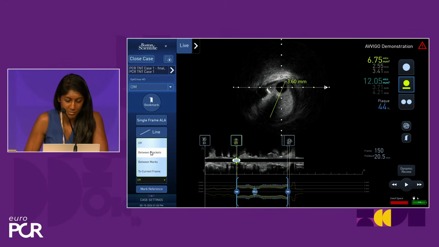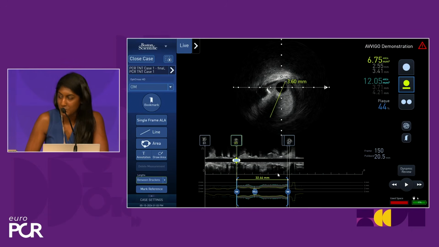And then on the AVVIGO, if you go to the between brackets function, it gives you a length between your two landing zones. So you can look at the length of your stent platform that you're going to pick. And we get roughly around 32, 33 millimeters between those two zones that look like they would be less than 50% plaque and quite nice to land in.